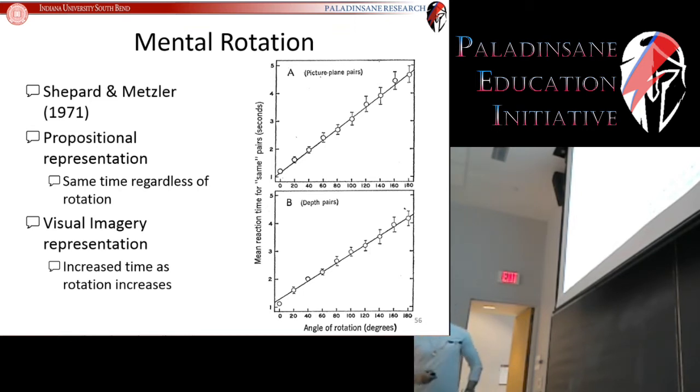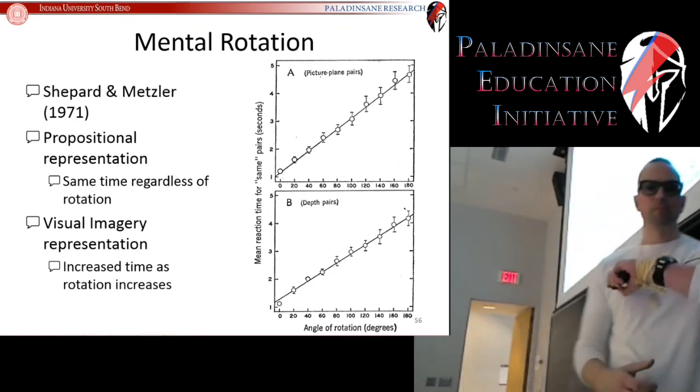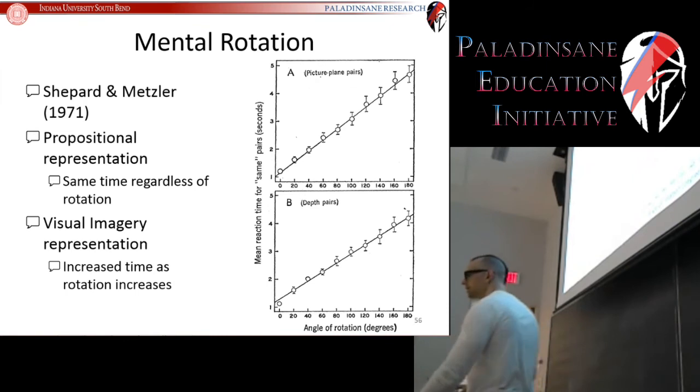And it is very, very clear that as rotation increases, the time it takes you to say yes, those two are the same, increases with the amount of rotation. This is very much what we would expect if we're actually using a visual image representation. If the visual image representation is what is doing the cognitive work, how we represent this situation, then as rotation increases, reaction time should increase, and that's exactly what Shepard and Metzler found. So that was Shepard and Metzler back in 1971.